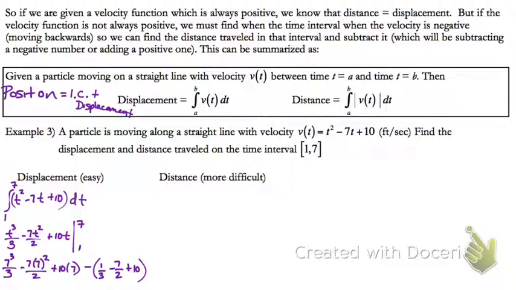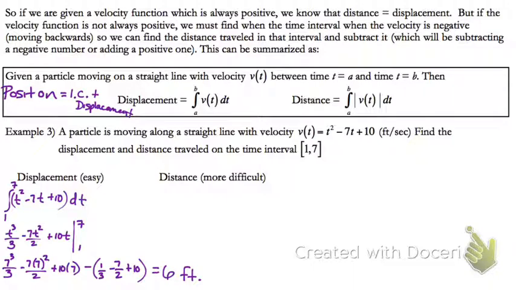So if I do this on my calculator, I get 7 cubed divided by 3 minus 7 squared times 7 would be 49 times 7 over 2 divided by 2 plus 10 times 7 would be 70, and then minus 1/3 minus 7 halves plus 10. And I got that to be 6. So the displacement, the difference between where this particle started and where it ended up, was 6 feet.